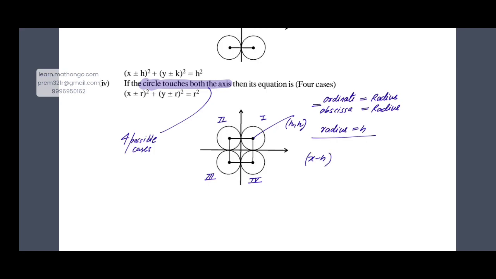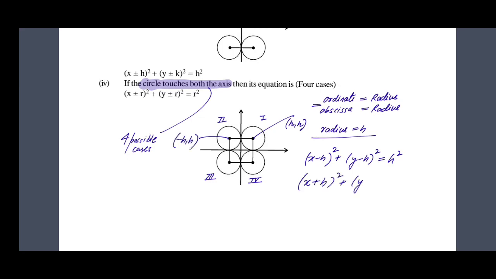So the equation where the circle touches both axes in the first quadrant would look like this: x minus h whole square plus y minus h whole square equal to h square. And now you can further go on and simplify this. If the same thing was happening in the second quadrant, in this one, then what would the point be? Minus h comma h, so what equation is formed? x plus h whole square plus y minus h whole square equal to h square, and so on and so forth. You can form it using the third quadrant and the fourth quadrant.